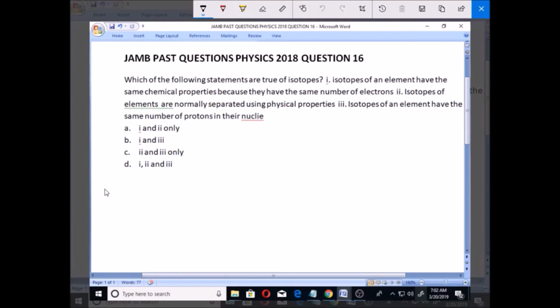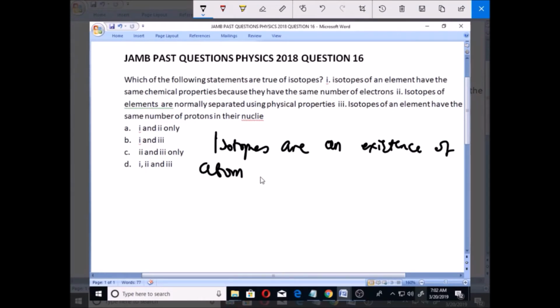Now, for us to be able to appreciate this question very well, we need to know what isotopes are. So what are isotopes? Isotopes is actually a phenomenon where atoms of the same atomic number exist.